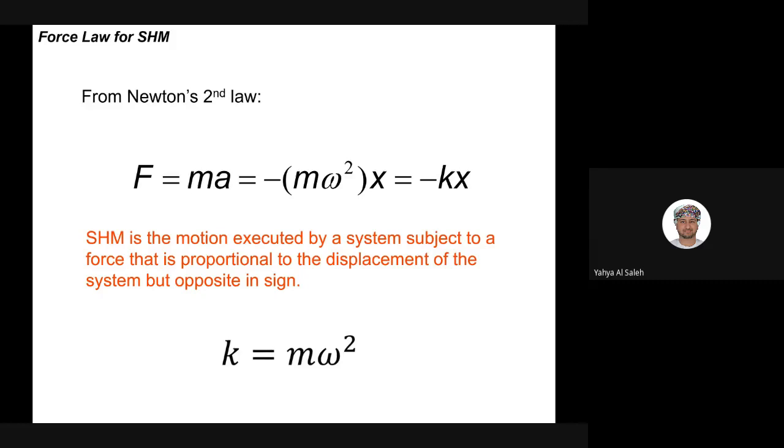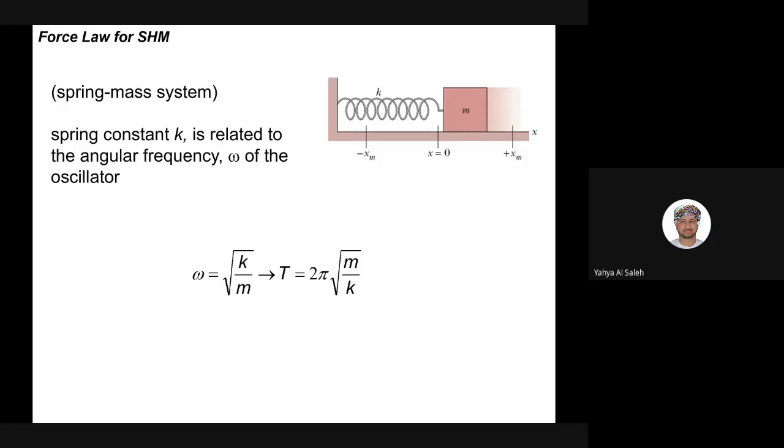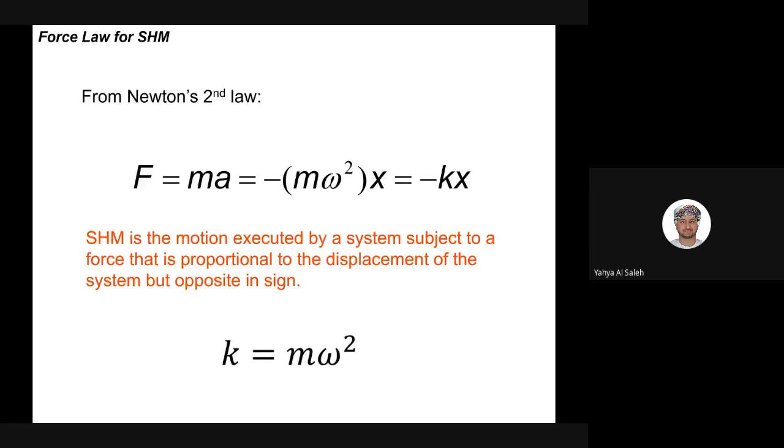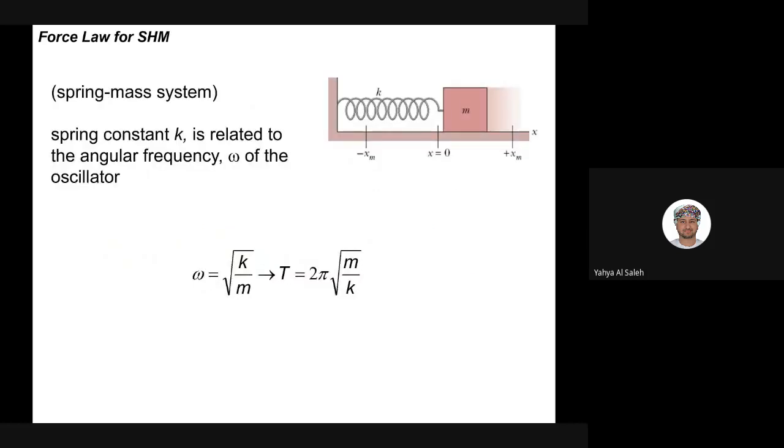k equals m omega squared. So for a spring-mass system, the spring constant k is related to the angular frequency omega of the oscillator by this. You have ma on one side, which is equal to minus m omega squared x on the other side, which is equal to minus kx. The x's go away, the minuses go away. I have k equals m omega squared, which means omega is equal to square root of k over m. Since omega is equal to 2 pi over T, T is equal to 2 pi square root m over k.